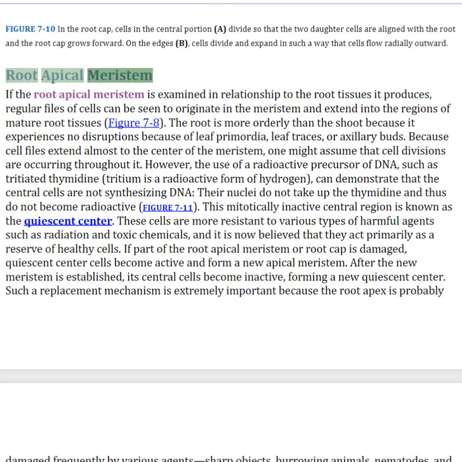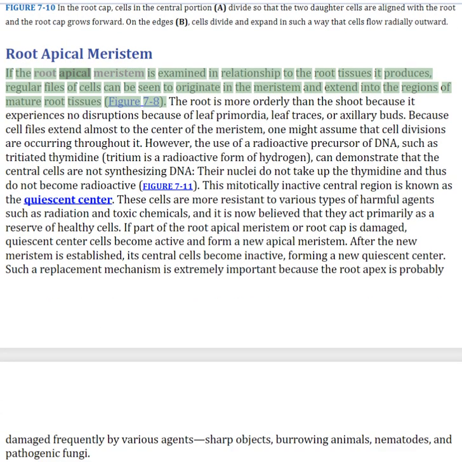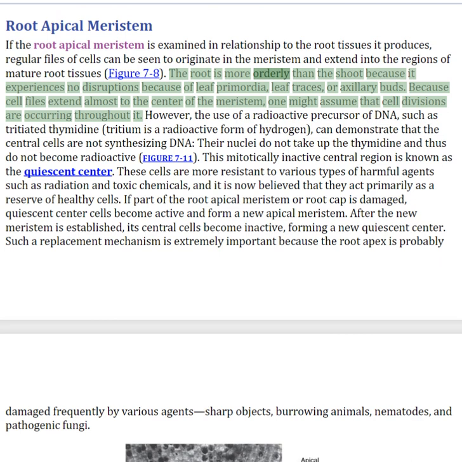Root apical meristem. If the root apical meristem is examined in relationship to the root tissues it produces, regular files of cells can be seen to originate in the meristem and extend into the regions of mature root tissues. The root is more orderly than the shoot because it experiences no disruptions because of leaf primordia, leaf traces, or axillary buds.